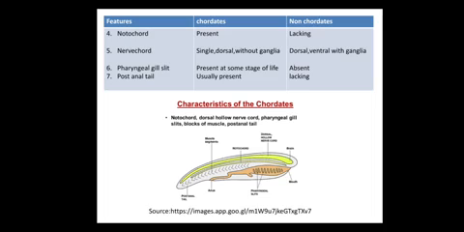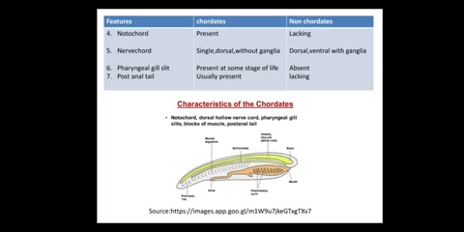What is the nerve cord? The nerve cord is the nervous system. It is a single dorsal cord without ganglia. Pharyngeal gill slits are present at the early embryonic stages of the chordate. Again, a post-anal tail is usually present. You can see it in the diagram.